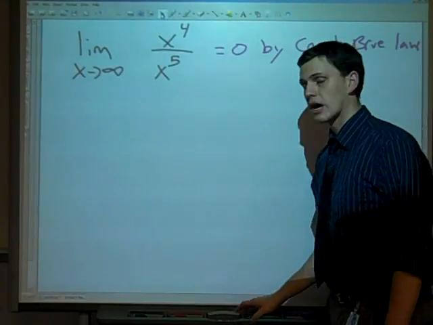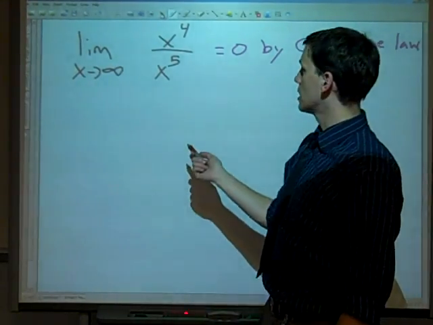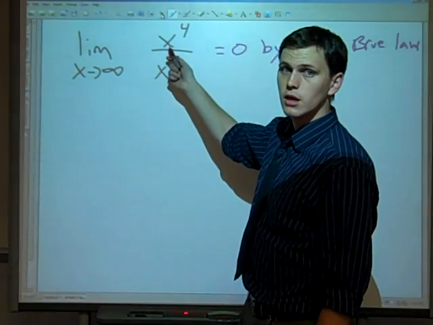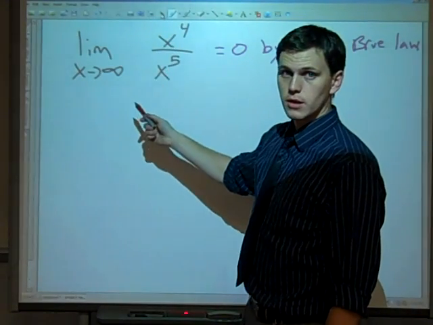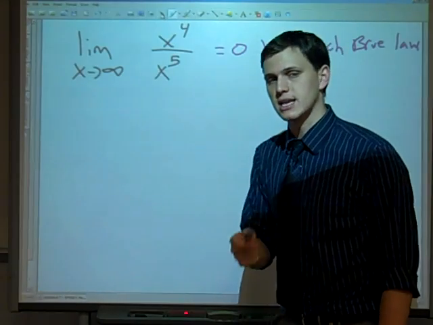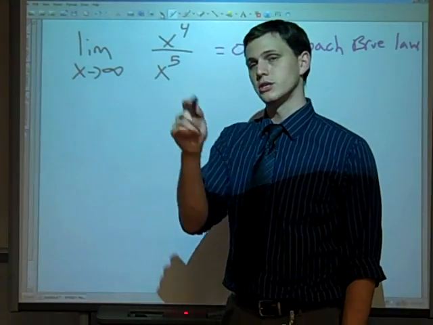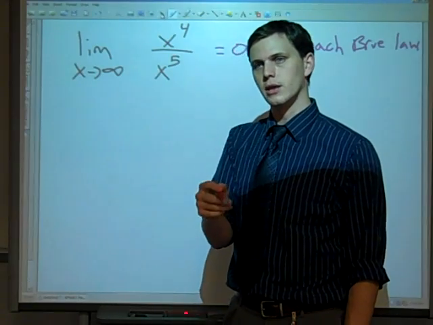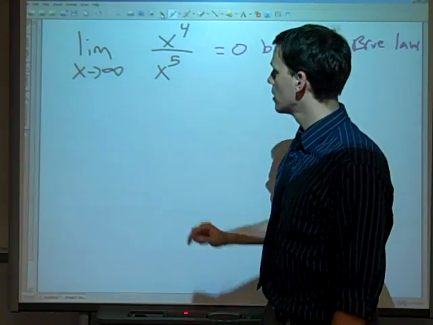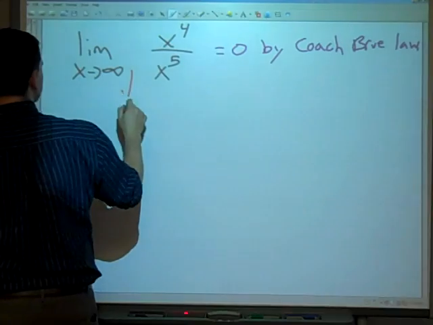But suppose we forgot about Coach Bruce laws, we can do L'Hopital's rule. Because if I plug in infinity, you get infinity over infinity. And if you have infinity over infinity, I guess I haven't talked about this, you can use L'Hopital's rule right away. You don't have to have 0 over 0. But you need 0 over 0 or infinity over infinity. There has to be a quotient for it to work. So let's do L'Hopital's rule.